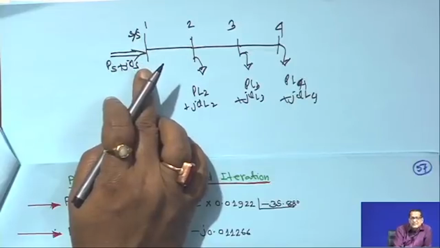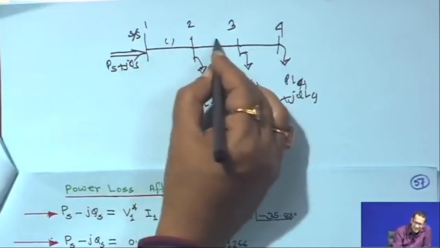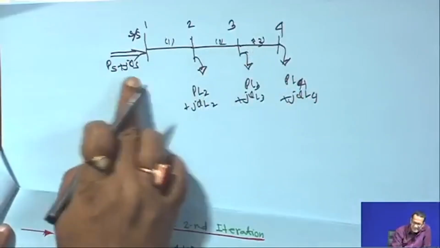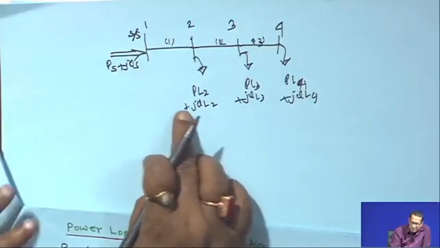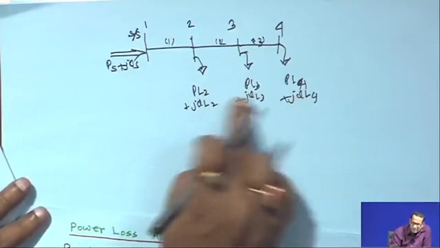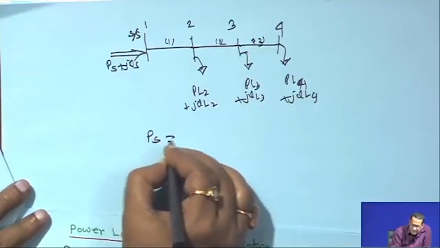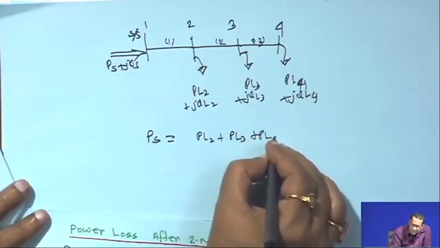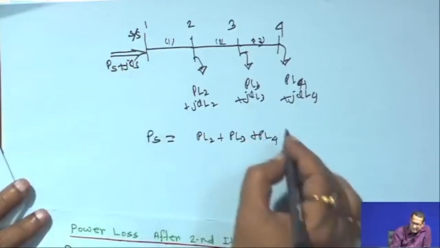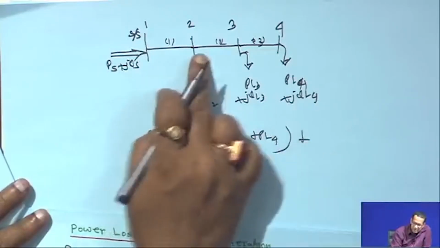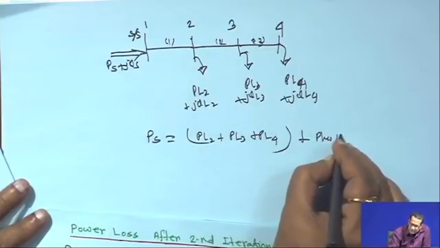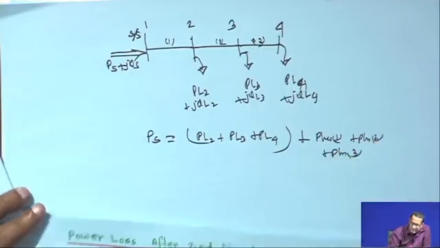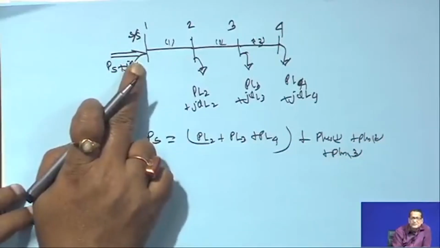This is the substation, as explained earlier, and these are the 3 branches, 1, 2, 3. Then what is the power injected into this substation? It will be the total load plus the loss. That means PS is equal to PL2 plus PL3 plus PL4, the load, and it will be loss also, that means P loss branch 1 plus P loss branch 2 plus P loss branch 3. This is the incoming power from the substation.